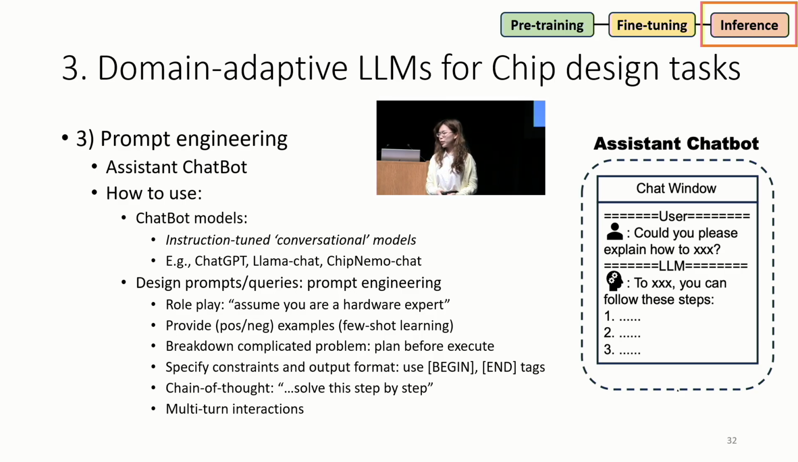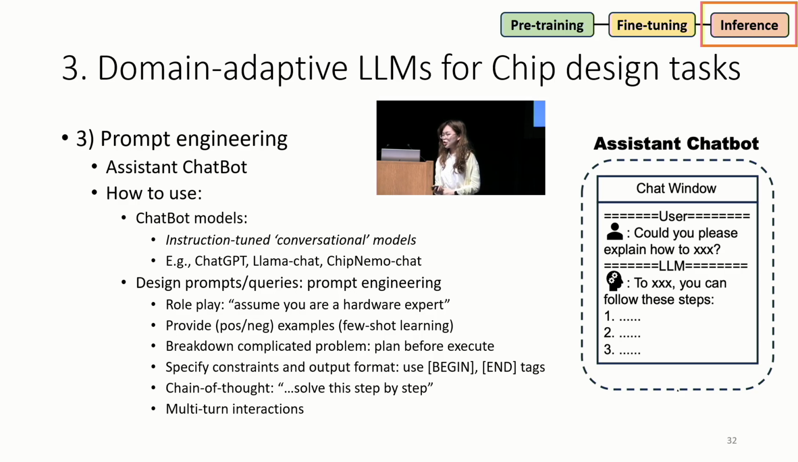The next one is to break down the complicated problem. It's quite similar to how human beings solve problems, by divide and conquer. One widely used approach is to ask the model to do planning before it really generates the RTL code. The next thing is to specify constraints and concrete output formats. For example, you can use begin and end text to say only include the code between the begin and end text, and don't output any other analysis.